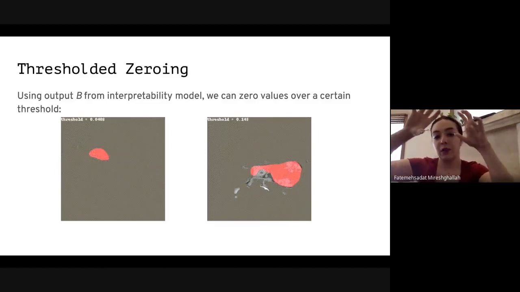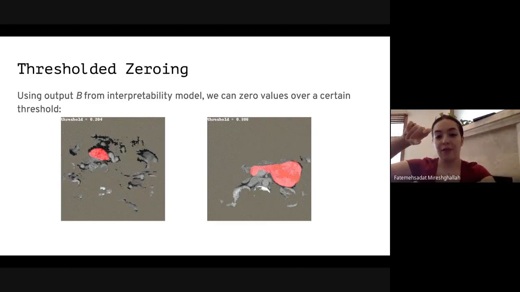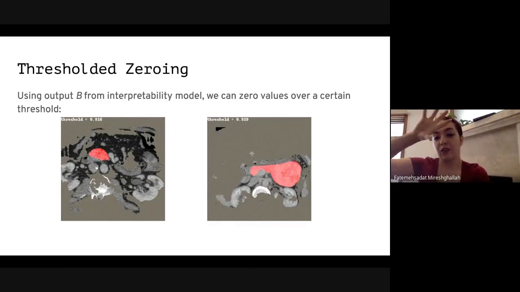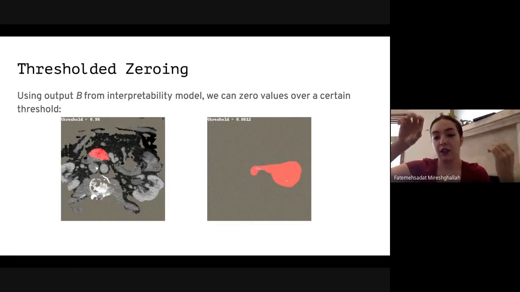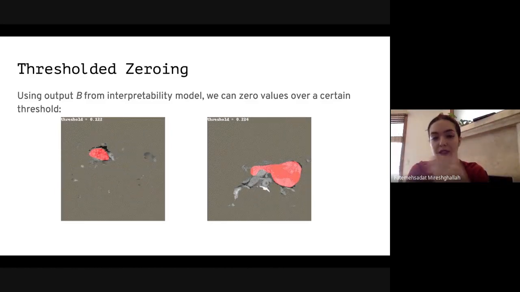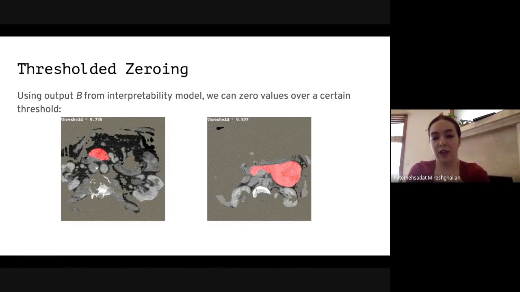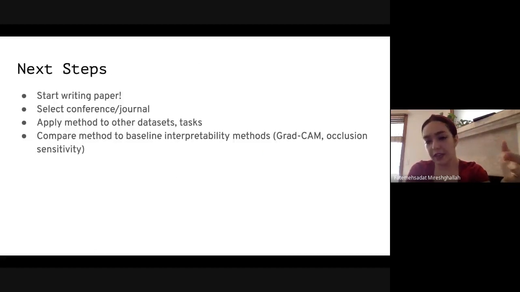In both images, you can see it's the kidneys that matter, and they fade last. So the model is basing its decision on the kidneys as well. They start fading away based on the importance they have to the model. And finally, we only have the pancreas. Here we're just seeing the trade-off between the percentage of the image that we can remove and the utility that we're getting.